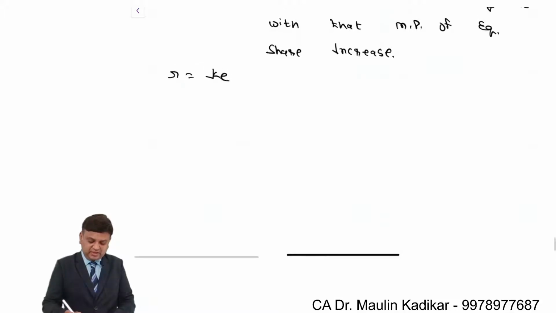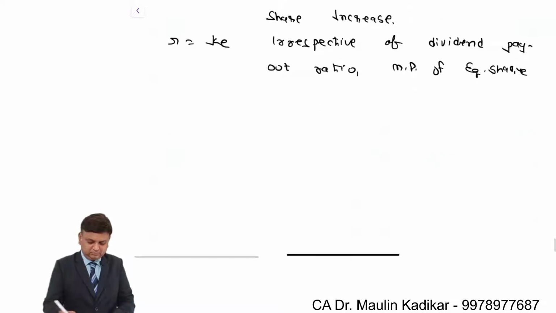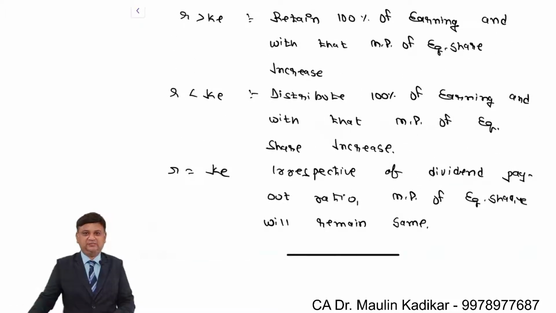R is equal to K, irrespective of dividend payout ratio, market price of equity share will remain same. That is what we understand.